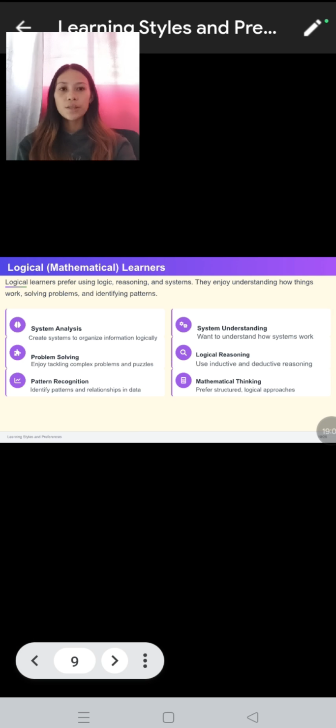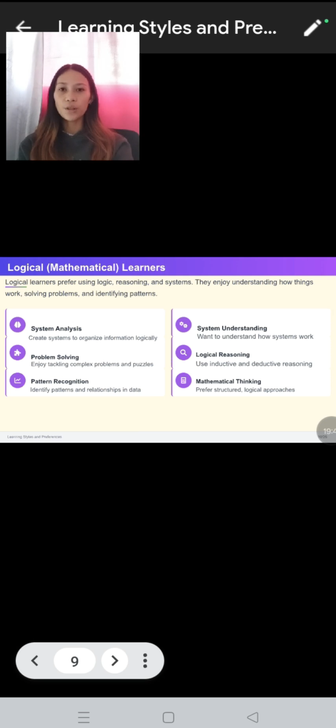Next is system understanding. They have a strong desire to understand why and how systems like machines, rules, or processes function, why they do. Next is logical reasoning. They prefer using structured ways of thinking such as inductive reasoning, moving from specific observations to broader generalizations, and deductive reasoning, moving from general rules to specific conclusions.